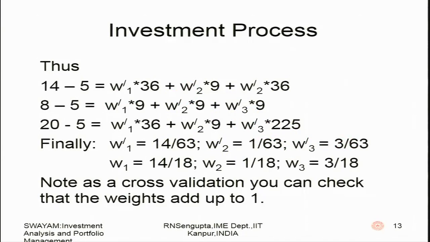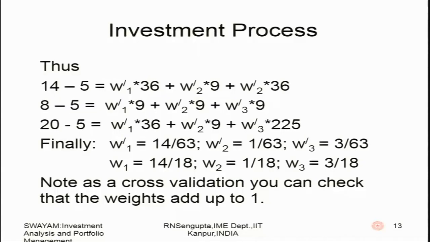So, I use the values. If you remember, the risk-free interest rate given in the problem was 5. The values of the returns were 14, 8, 20. Units, again, I am not considering. And the variance-covariance values were given as 36, 9, 36. If you go row-wise, 9, 9, 9, 36, 9, 225. I just repeated. So, I am replacing that in the equations.